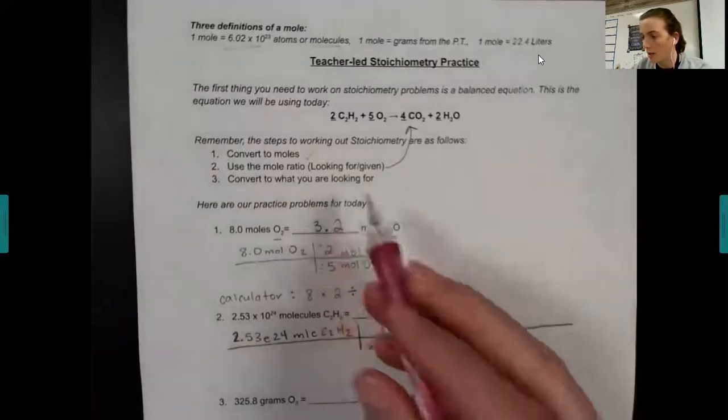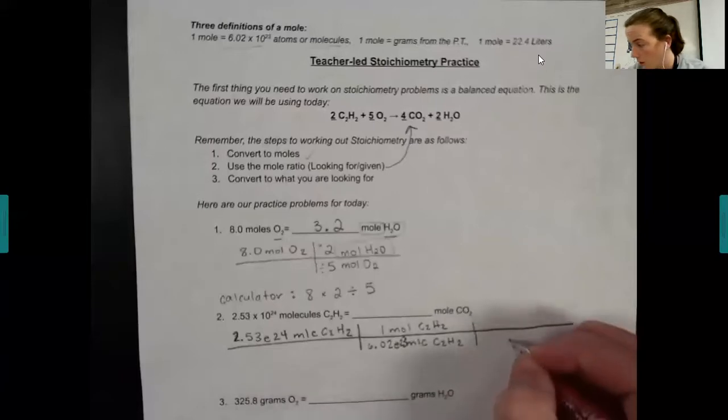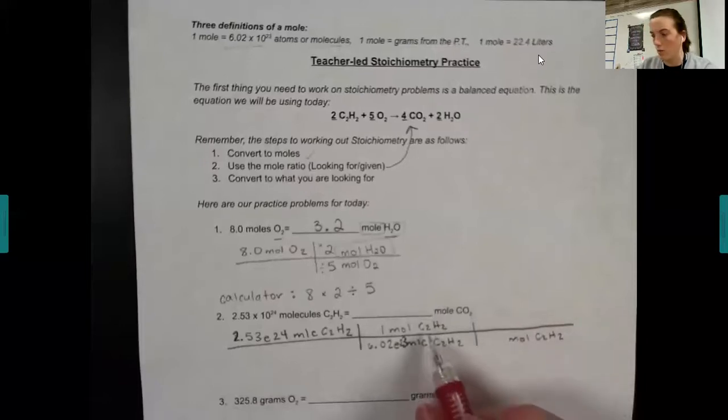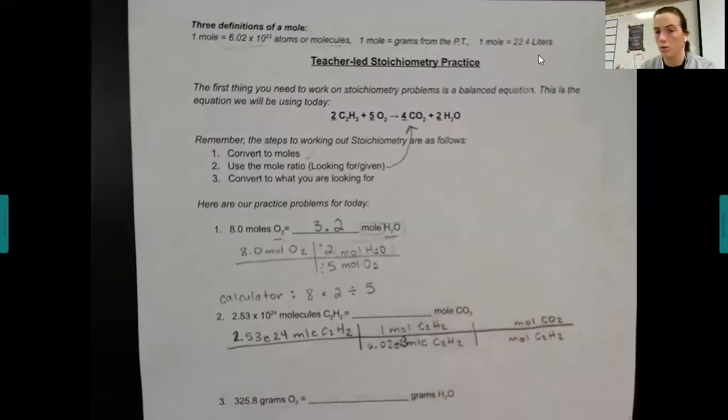Step 2 is the mole ratio. So now I'm going to go from talking about C2H2 to talking about CO2. Remember, we were given C2H2 because that's what we started with. So that means I'm going to have moles of C2H2 on the bottom. And that makes sense because I have moles of C2H2 on top here, so it has to go on bottom of the next track. And I'm looking for carbon dioxide, so I'm going to have moles of CO2 on top here.